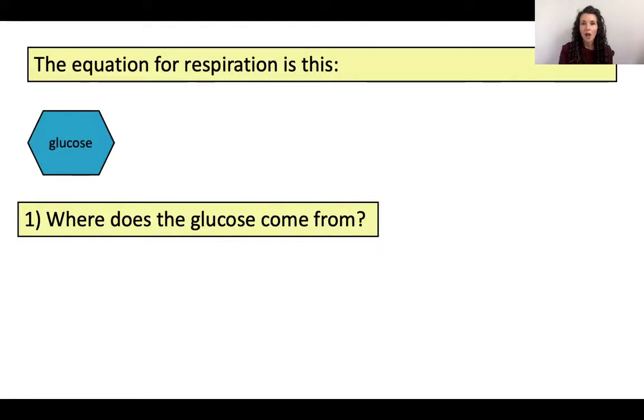So what I'm going to do is we're going to go through that equation again, and I'm going to ask you to write down the answers to a series of questions. So first of all, we know that one of the reactants is glucose. And it's drawn here as a hexagon because that's the shape. Glucose is a sugar, and that's the shape of the sugar, if you look really closely at it. Okay, so where does the glucose come from? So from respiration, where do humans get the glucose from?